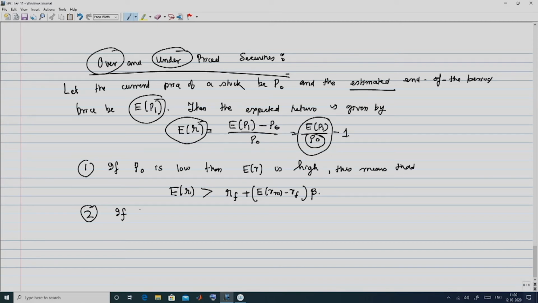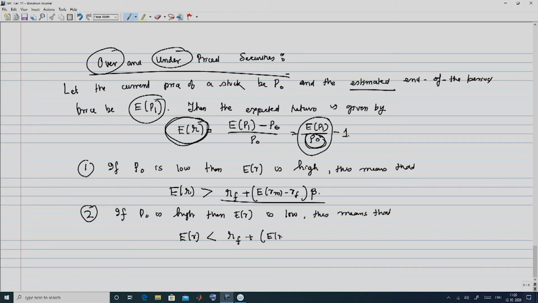Now, let us look at the other case, that if P0 is high, that means this is large. So, this means that E of R is going to be small. So, then E of R is low, and this means that E of R will be less than the expected return as given by, again, this expression given by CAPM.